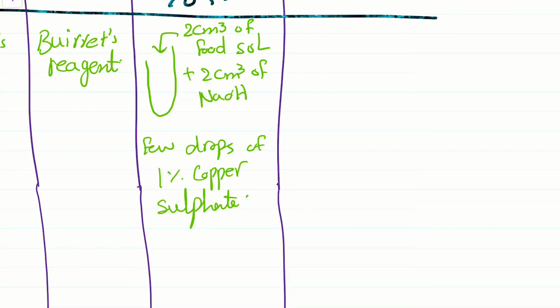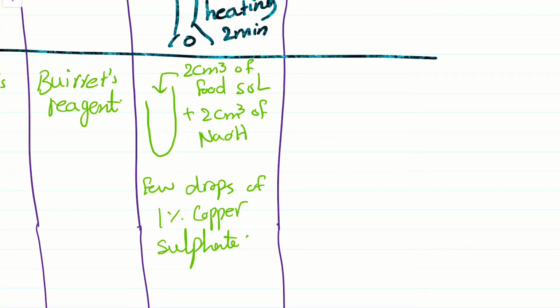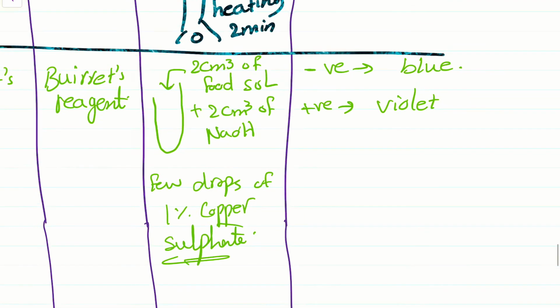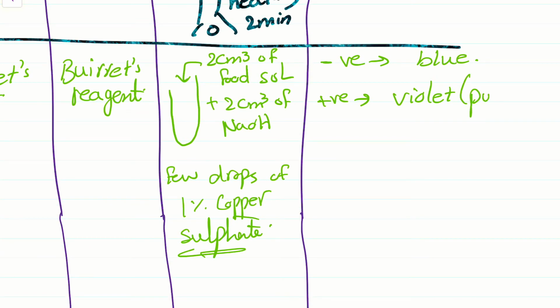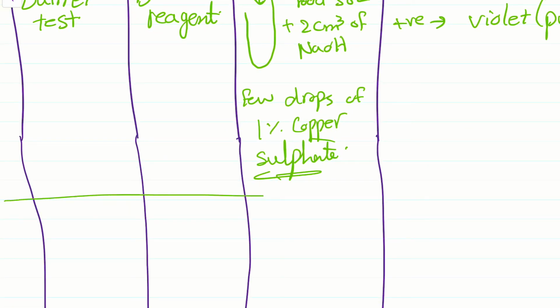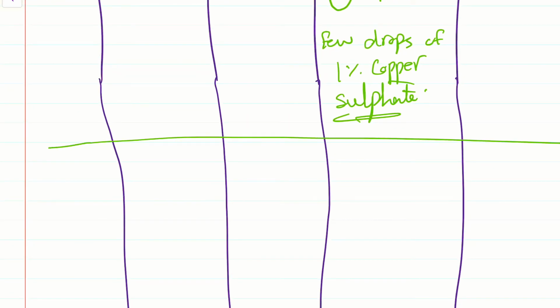So what are the results? If we have negative, it means no protein, and the color will be blue, the color of copper sulfate. But if we have positive, the protein is present, so the color will be violet or purple. And it's very clear, by the way, we did this in the lab in our school.